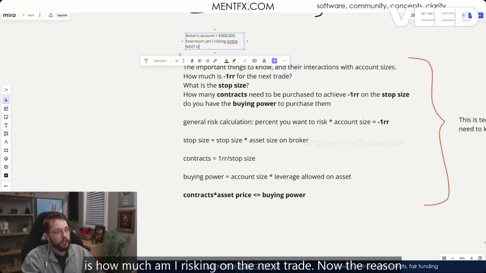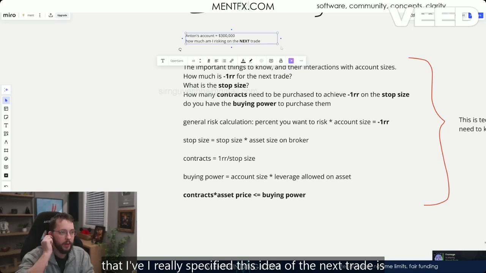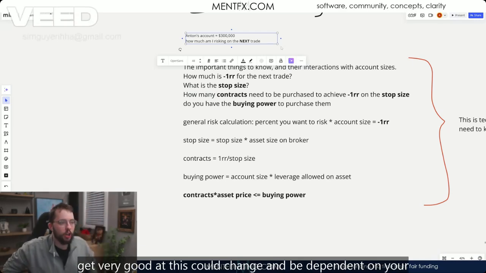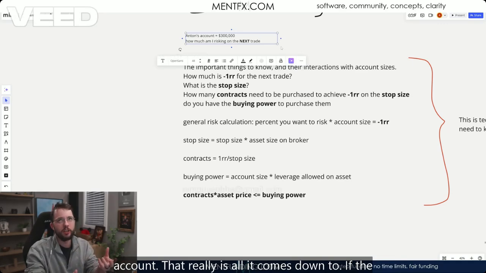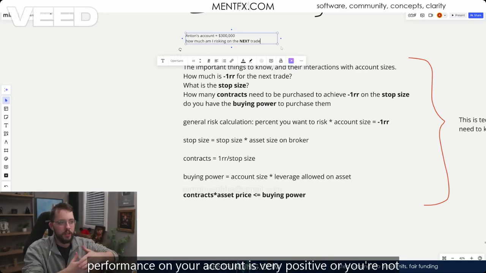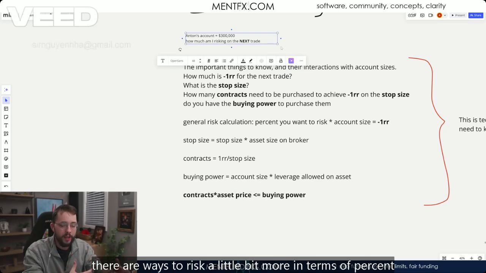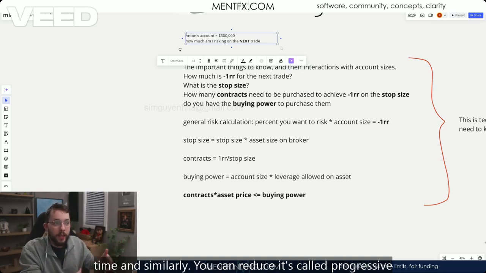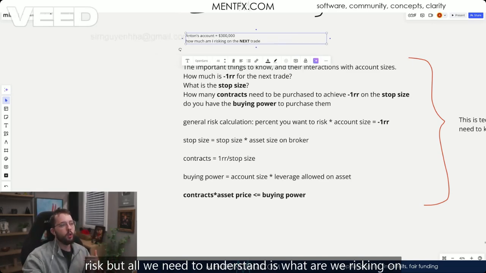Now, the reason that I really specify this idea of the next trade is because how much you risk over time as you get very good at this could change and be dependent on your own confidence in a trade, on your own performance on an account. That really is all it comes down to. If the performance on your account is very positive, or you're not in drawdown, or you're at all-time highs, there are reasons or there are ways to risk a little bit more in terms of percent on the next trade because you can do better during a good time. And similarly, you can reduce. It's called progressive risk. But all we need to understand is what are we risking on the next trade?